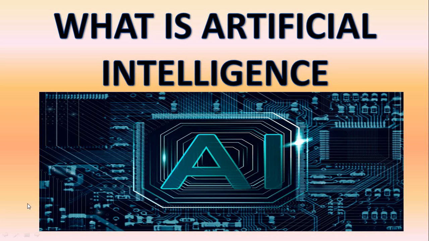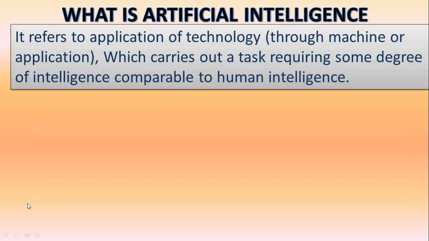So in this class I will start from the definition. AI refers to application of technology through a machine or application which carries out a task. Okay. So dear students, AI means what? It is an application of technology. So it can be a machine also or it can be an application also.